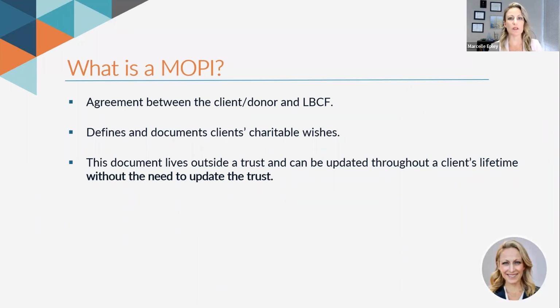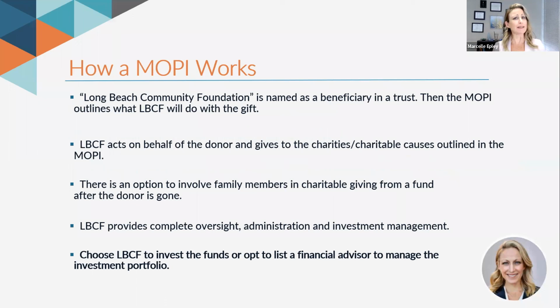You could leave a number of instructions there, and a week later or a year later or 5 years later, you say, you know what, I want to do something different. You could go back to that same document, change it, send it to us. It lives outside the trust. So you name one charity in your trust, the Long Beach Community Foundation, and you never have to go back and change it, because you can change it with that MOPI form at the community foundation. You can name charities, you can name causes. And the nice thing is the client can change their mind as many times as they want.